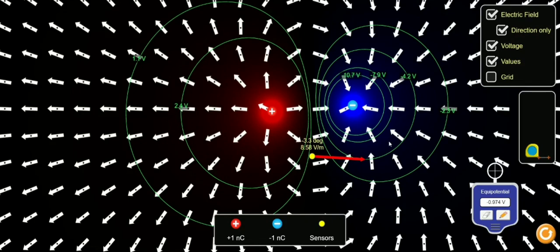So you can learn that from here, right? So that's all about this session. I hope you understand the potential concept, equipotential lines, and divergence. You see, it is positive divergence for a positive charge, negative divergence for a negative charge, and so on, right?